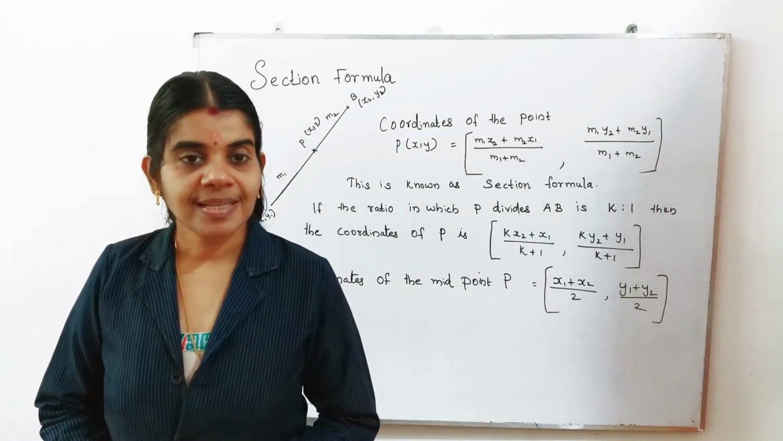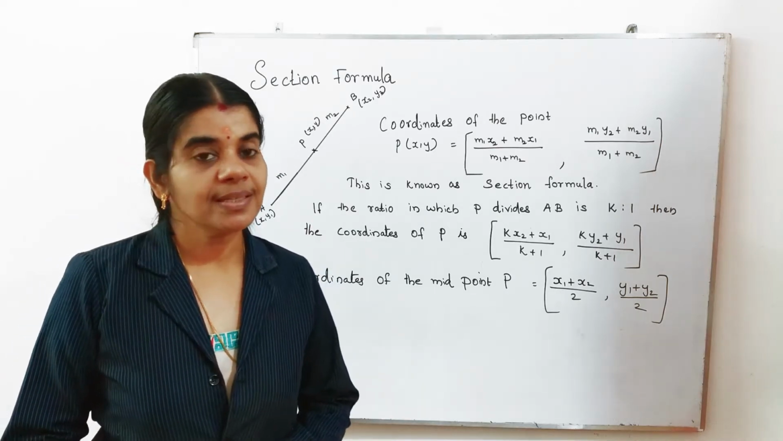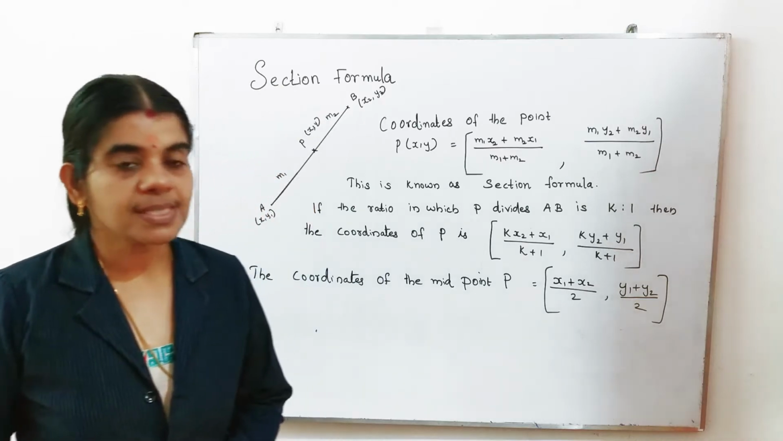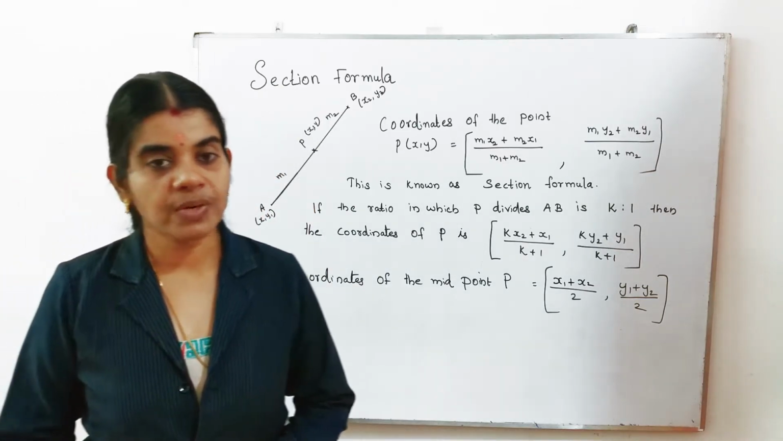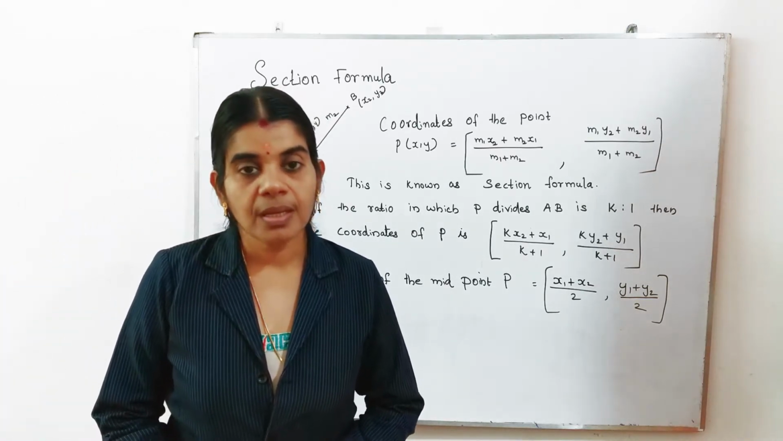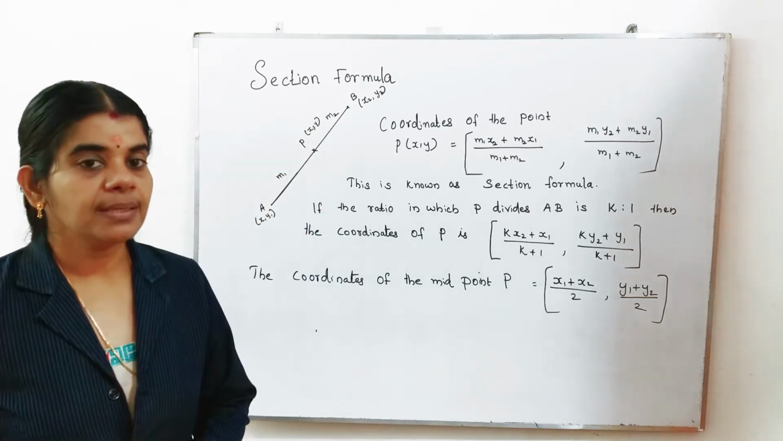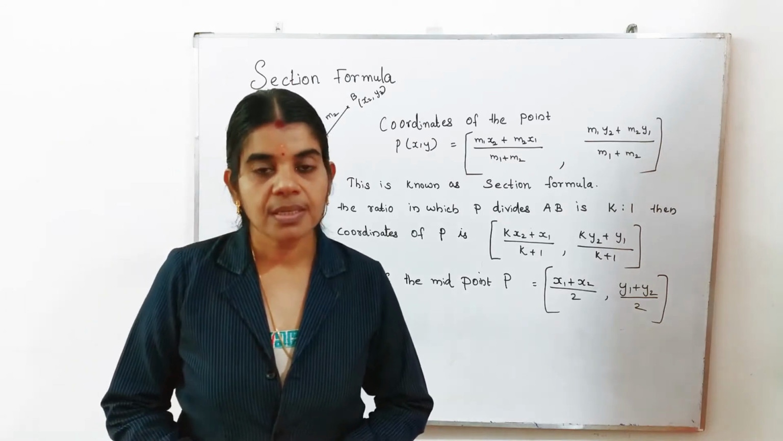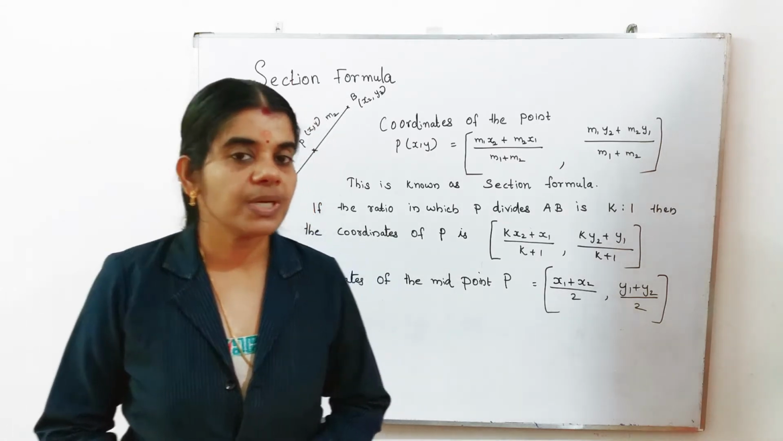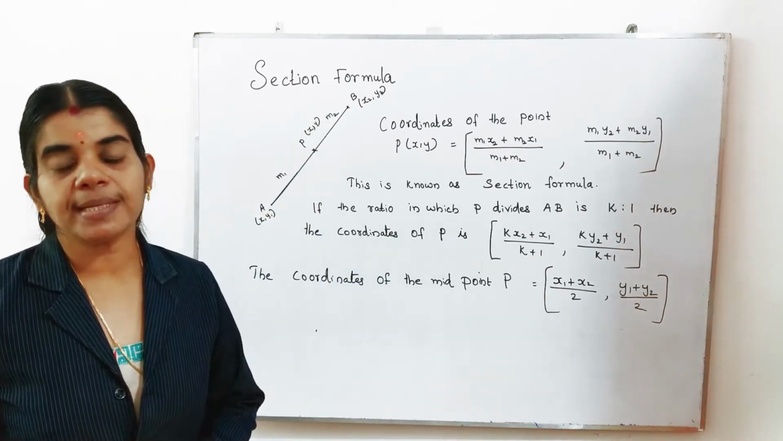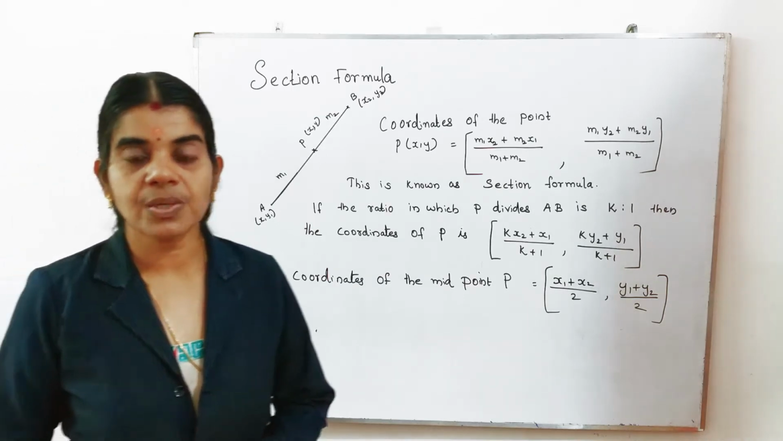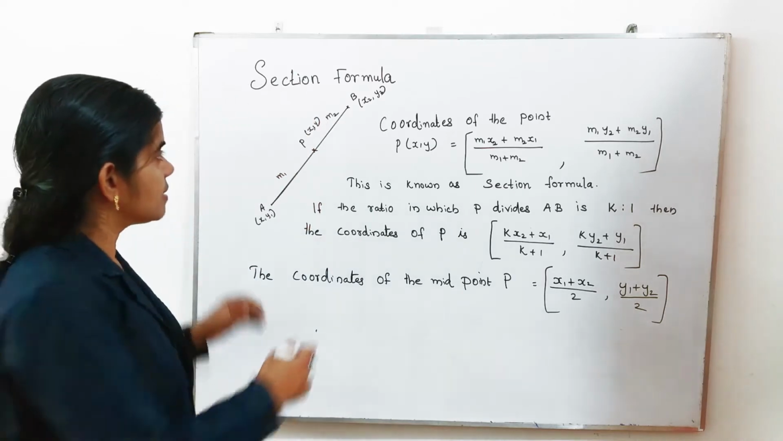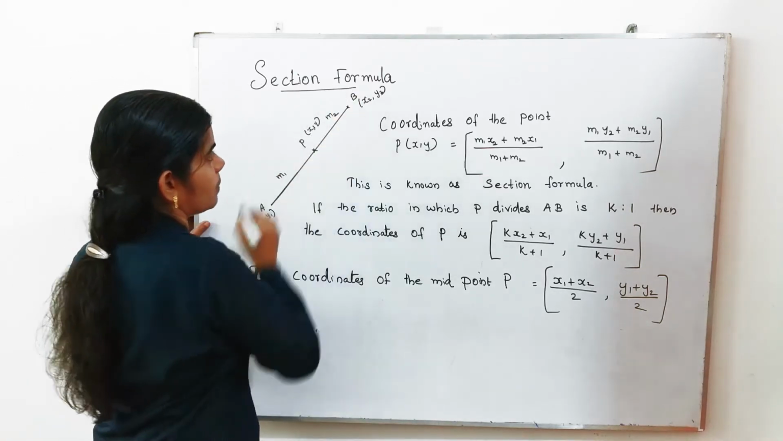Our maths class. In the previous class we discussed the distance formula, that is, the distance between two points. A is the point (x1, y1) and B is (x2, y2). Then the distance AB is the square root of (x2 minus x1) whole square plus (y2 minus y1) whole square. That is known as the distance formula. Now we are discussing another one, the section formula.